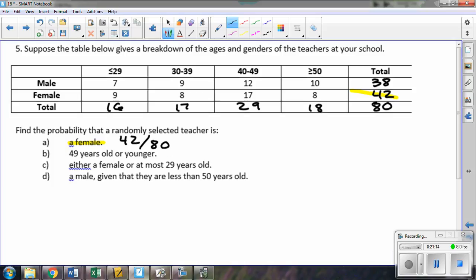And of course, if we wanted to simplify the fraction, we can. If we want to divide it out to write it as a decimal, we can. If we want to turn it into a percentage, we can. I choose to leave it as this fraction, 42 out of 80. Moving on to question B. Question B asks us, what is the probability that they're 49 years old or younger?